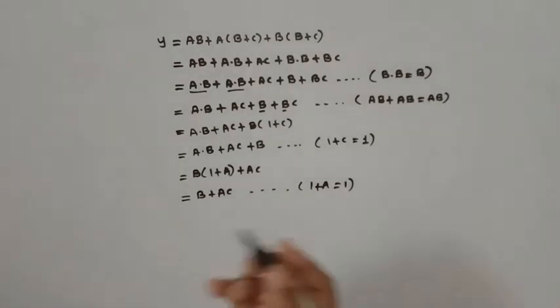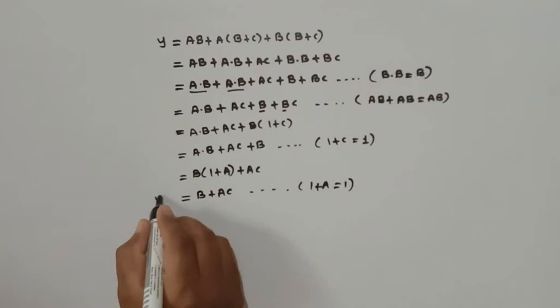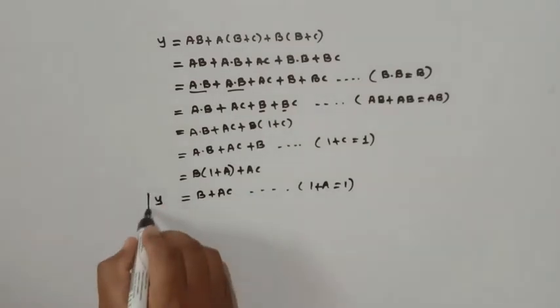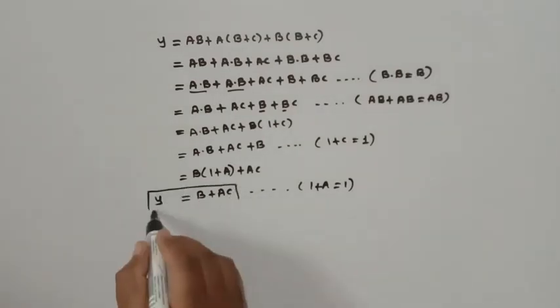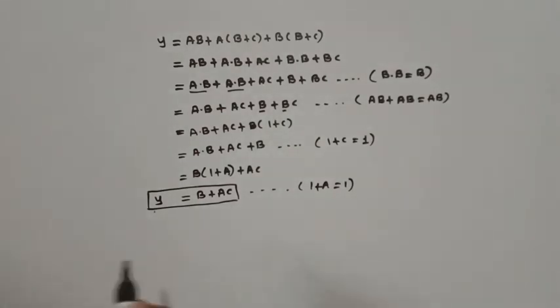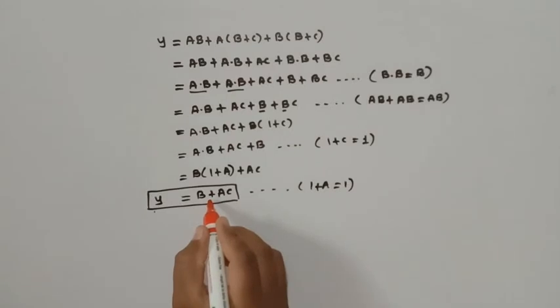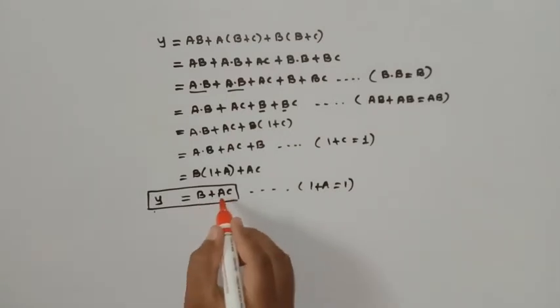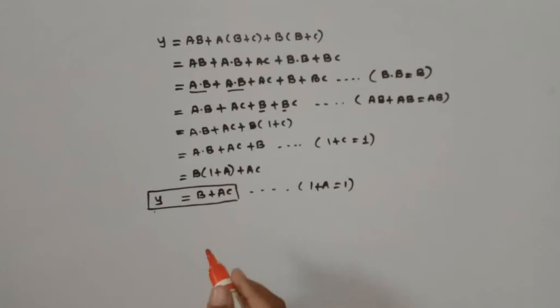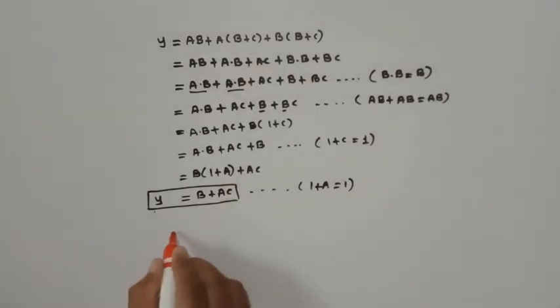In this way we simplify the equation, and y = b + ac is the final expression. Now by using this equation we have to draw the logic diagram. The plus sign indicates the OR operation between the terms b and ac, and a.c is a product term, which indicates the AND operation. So first we draw one AND gate.